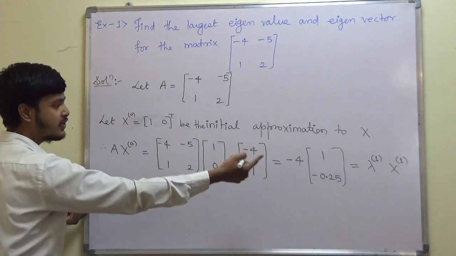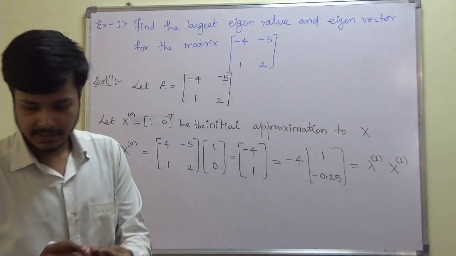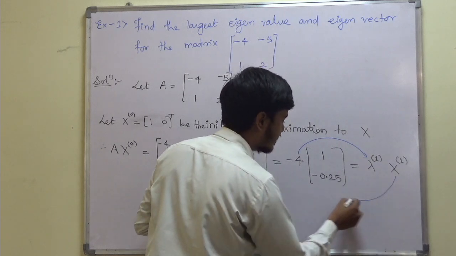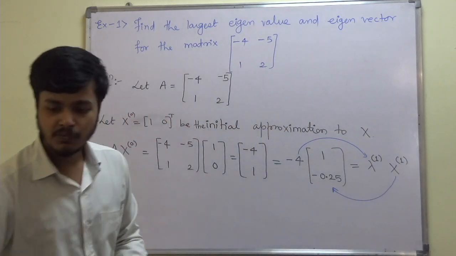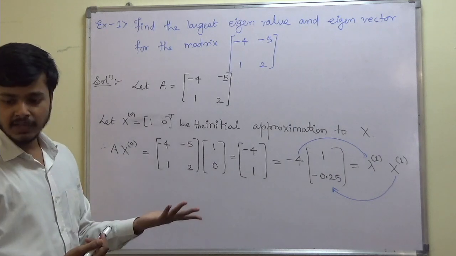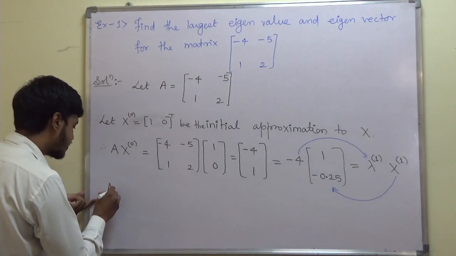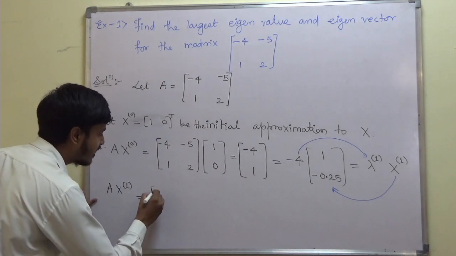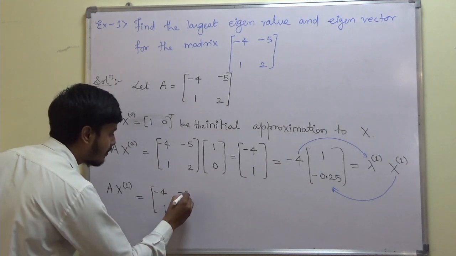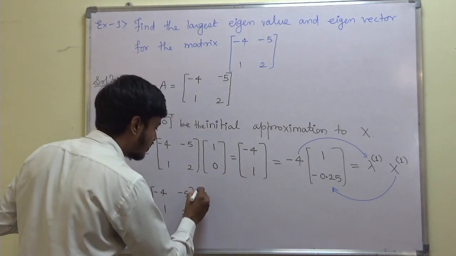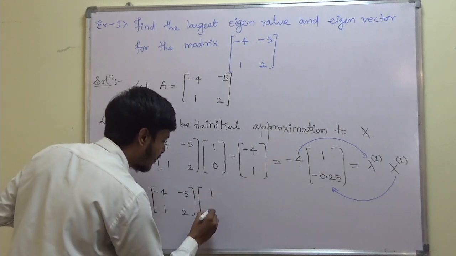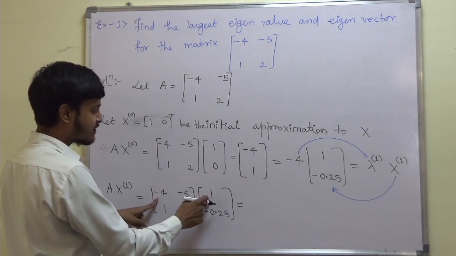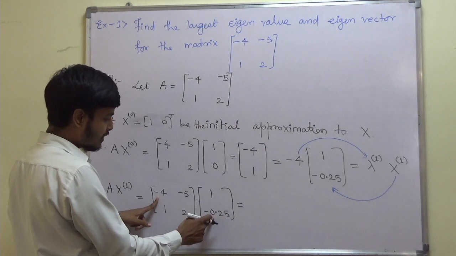Okay, now once you get this, so what is it? This is my lambda 1 and this is my x1. Okay, so once you get x1, now you can operate. What you can operate? You can operate matrix A on x1. So what is AX1? AX1 is nothing but minus 4, 1, minus 5, 2, operating on, what is it? Operating on 1 minus 0.25. Correct?